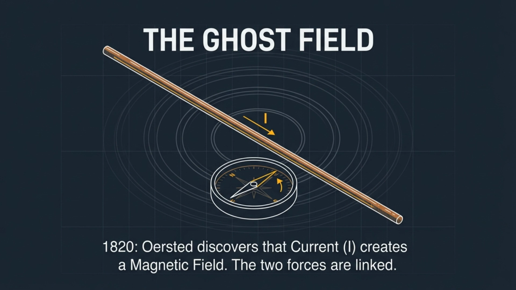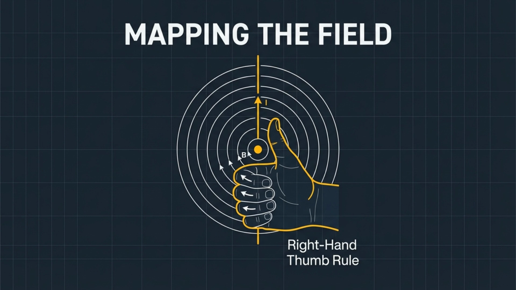Beyond Ohm's law, electricity and magnetism are linked. In 1820, Ørsted discovered that current creates a magnetic field. This invisible force is what we call the ghost field. We can map the direction of this magnetic field using the right-hand thumb rule. If your thumb points in the direction of the current, your curled fingers indicate the direction of the magnetic field.